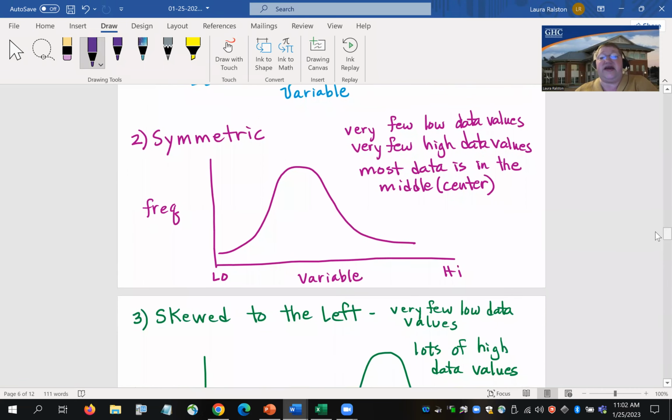With symmetric, it's kind of like you have that one peak in the distribution. And so our mode, our median, and our mean are all approximately the same value. Now, that may not be dead on exact, okay? But they're reasonably close or equal to one another if it's symmetric. They're all three the same.